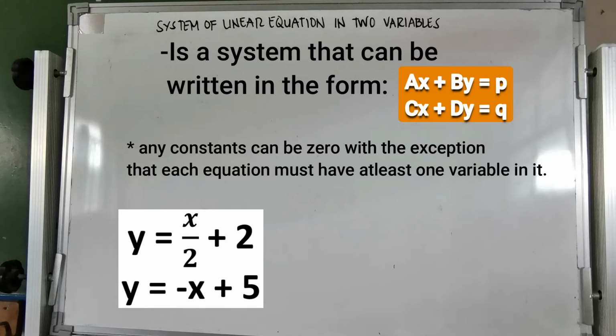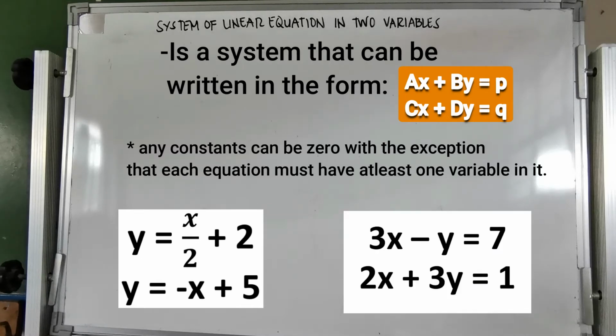And we can also have a system of linear equations na nakasulat in standard form, or 3x minus y equals 7 and 2x plus 3y equals 1. So yung dalawa na yan is yung tinatawag natin na example ng system of linear equations.